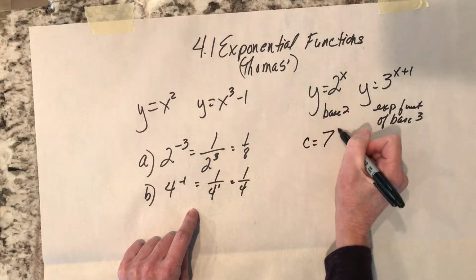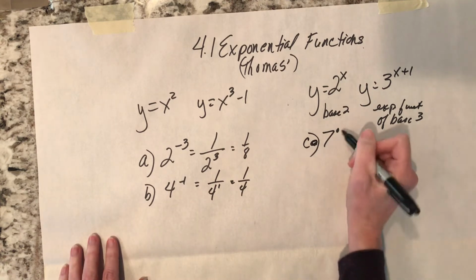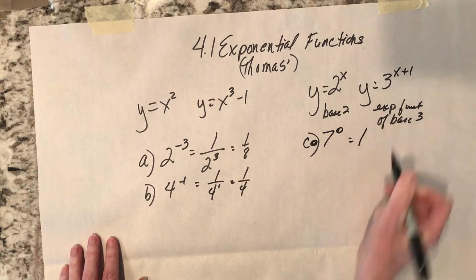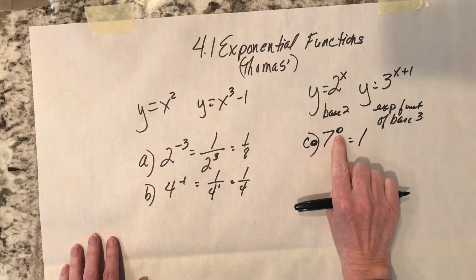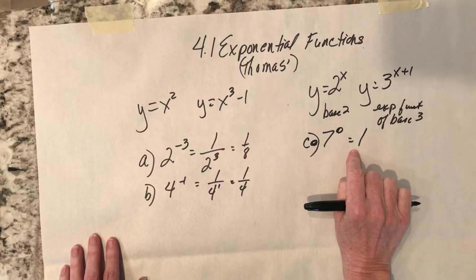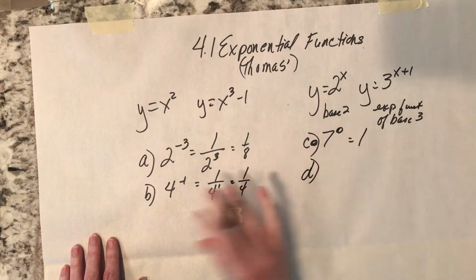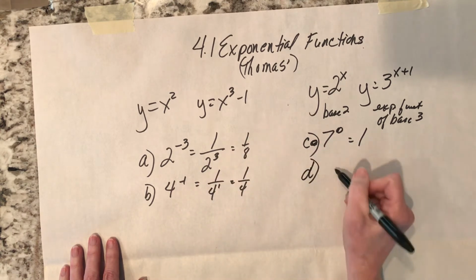C is 7 to the 0 power. That's just a 0 exponent, which means the answer is 1. Anything raised to the 0 exponent is equal to 1. It's just one of those things that's kind of weird and you're going to have to memorize. And you'll see it a ton today. Just in 4.1, we'll use it a ton.